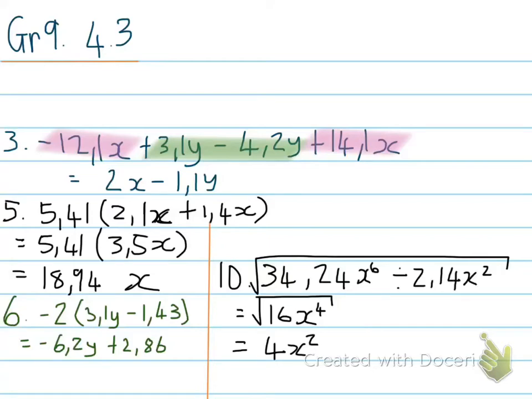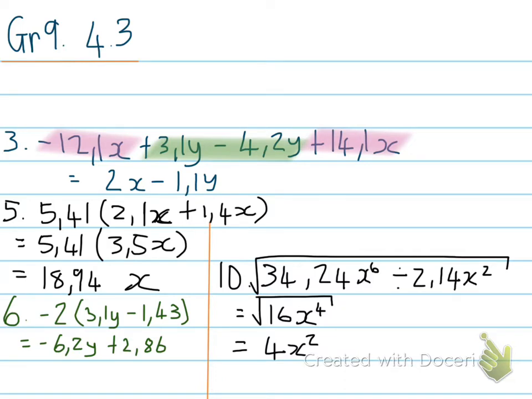Okay, so I am marking exercise 4.3, number 3. The question said, simplify the following expressions. So first we have to find families, and as you can see at number 3, I marked with colors, pink, the x's and the y's with green. Why did I do that? Why did I mark the x's and the y's differently?